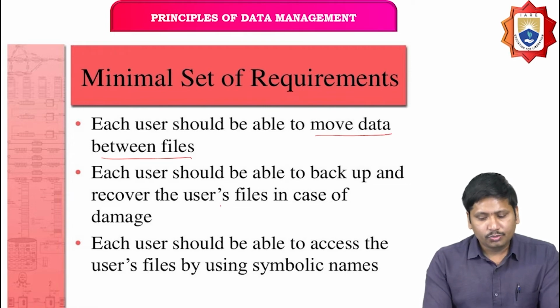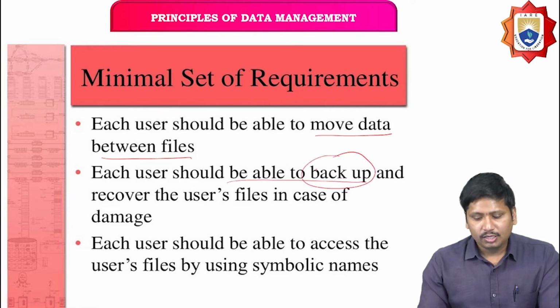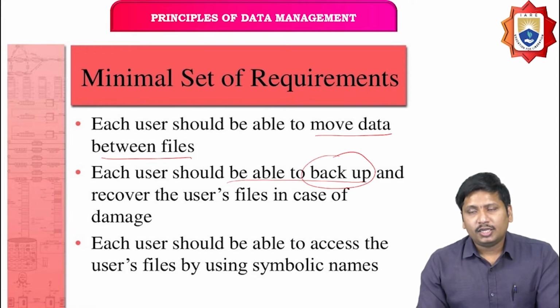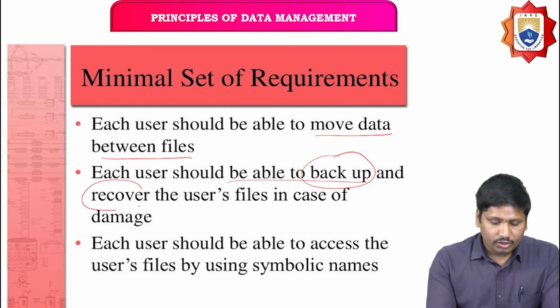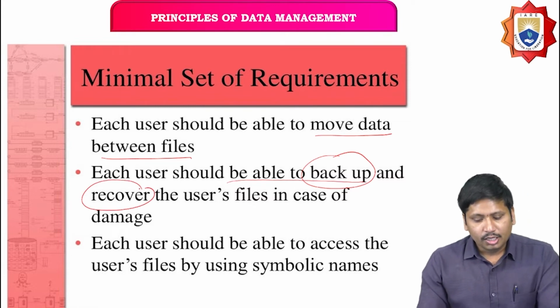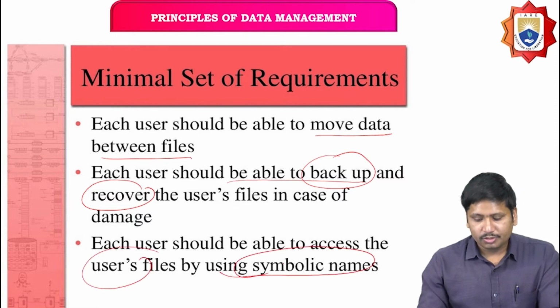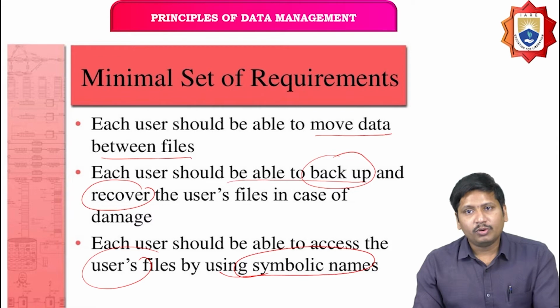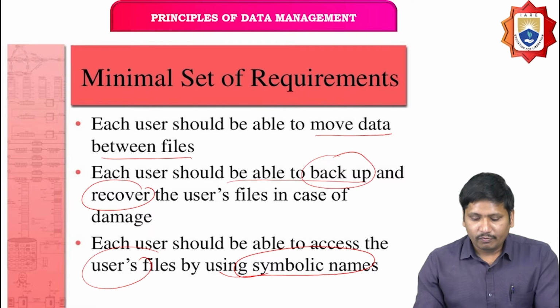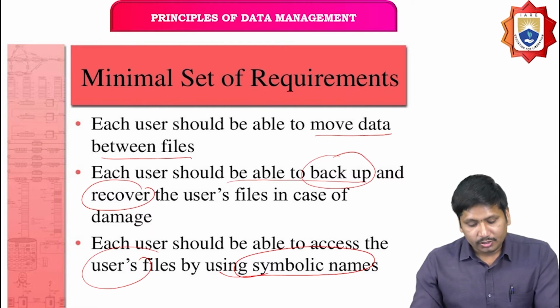And then each user should be able to back up. Backup of files is very important. Whatever data is collected in the files, this set of requirements is also needed to back up and then recover the user files in case of damage. Recovery is also very important. And then each user should be able to access the user files by using symbolic names. By using symbolic names, we can extract or access the files, not only our own files but also other users' files.